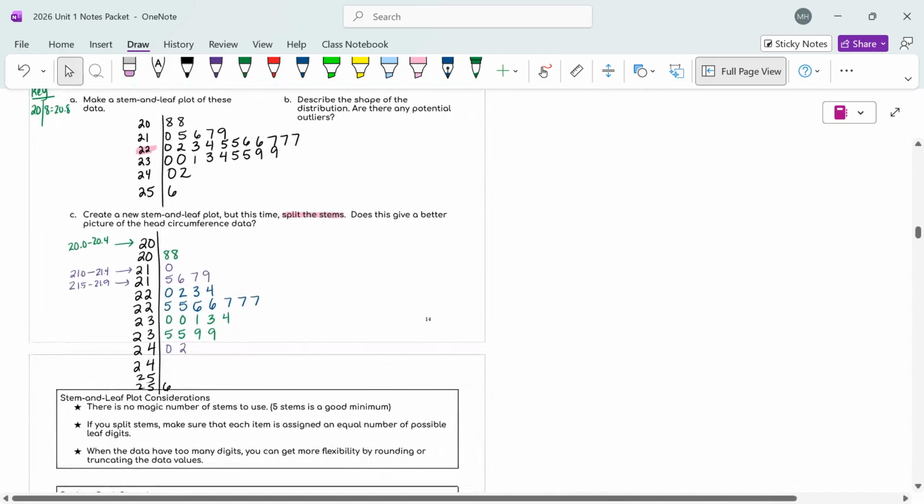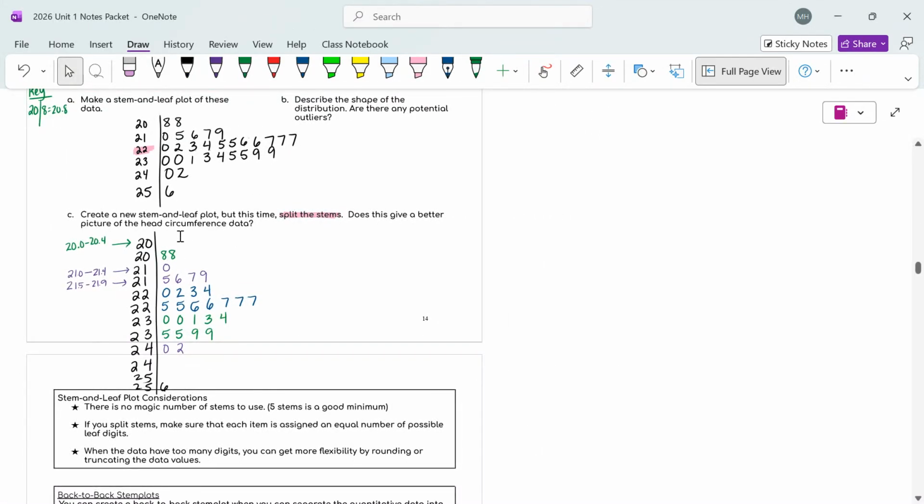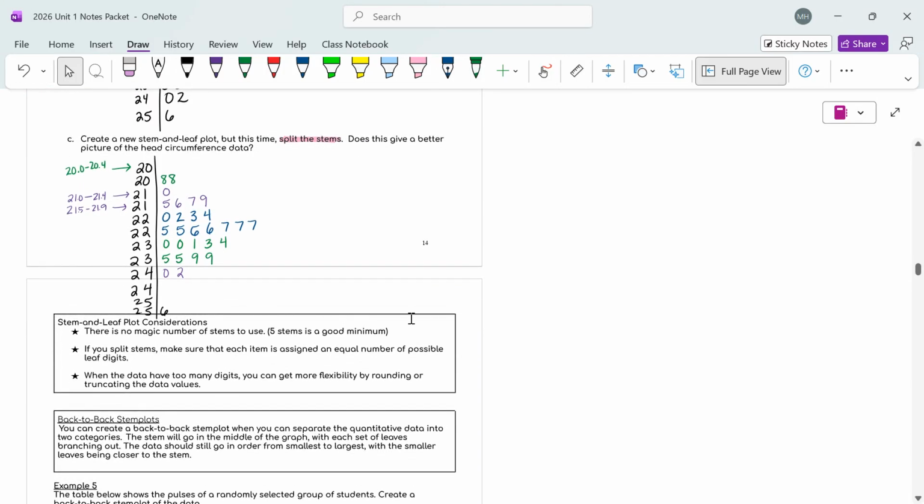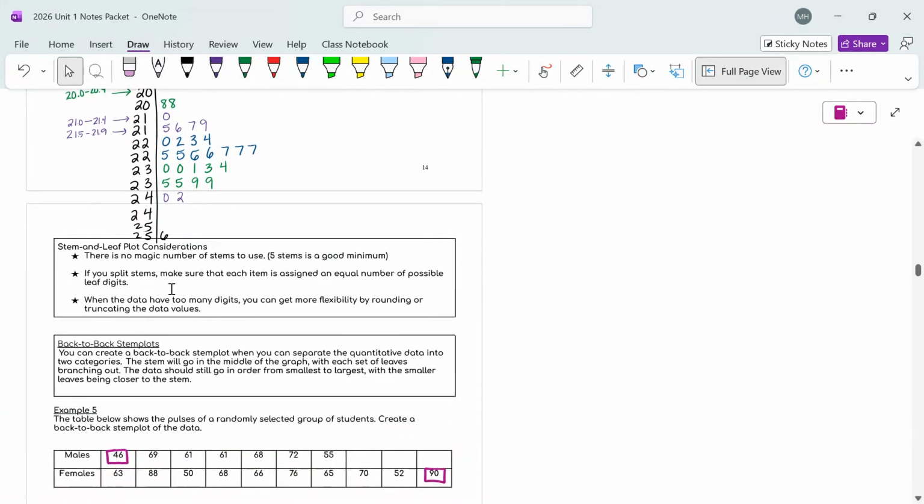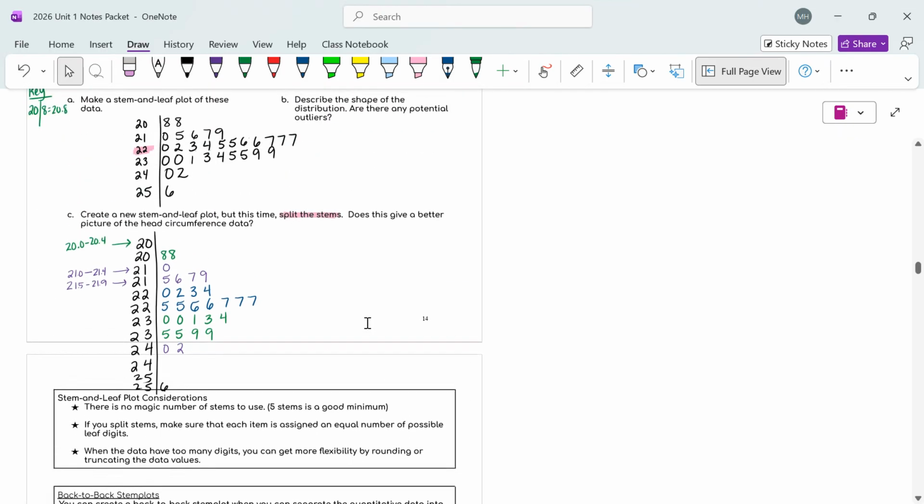Okay, so when you look at the two, in this case, when we did split the stems, we get a little more sense that there is a little bit more of a data gap right here than there was before. Now there's some considerations. There's no magic number of stems to use, and if you split the stem, make sure each item is assigned an equal number of possible leaf digits. So that's why we're going from 21.0 to 21.4. When you have too many digits, you can have more flexibility by rounding or truncating. There's just some considerations to keep in mind.